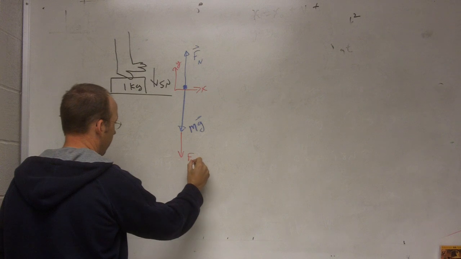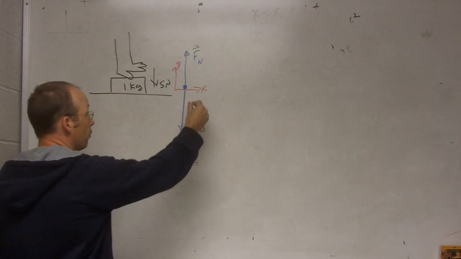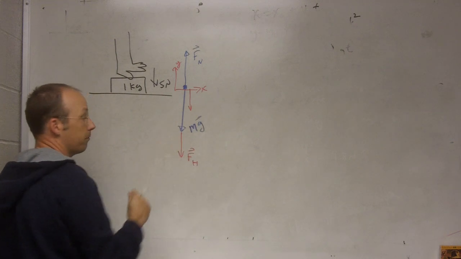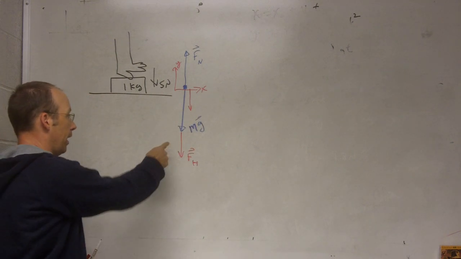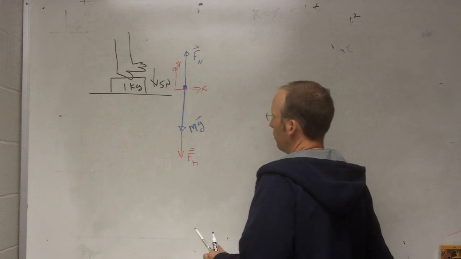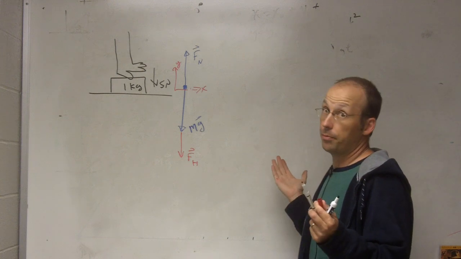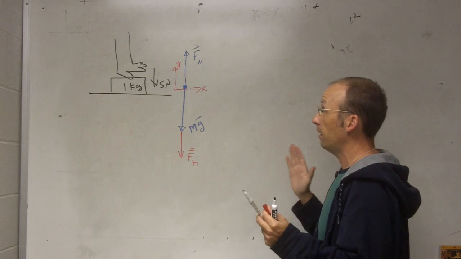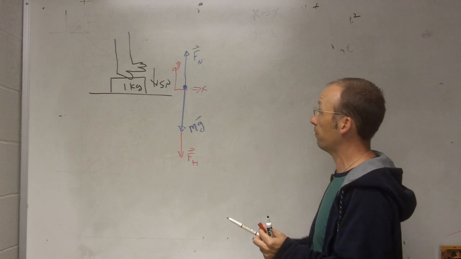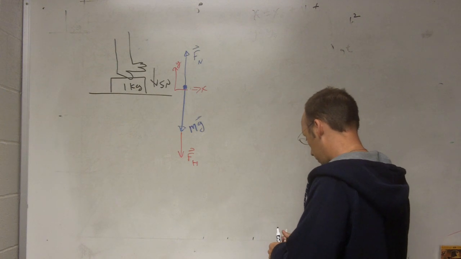I'll call it F_H, force from the hand. Or if you wanted to, you could add it right there next to it. It doesn't matter. It really doesn't. I kind of like adding it right here because then you can see the total vector force downward. I can't stop there because if the book stays at rest, then these vectors have to add up to zero, and clearly they don't.